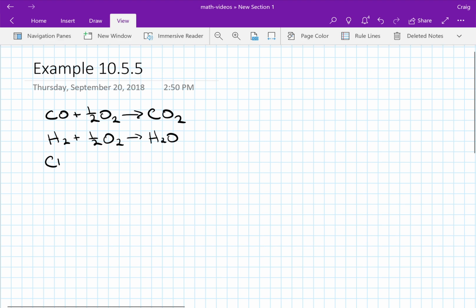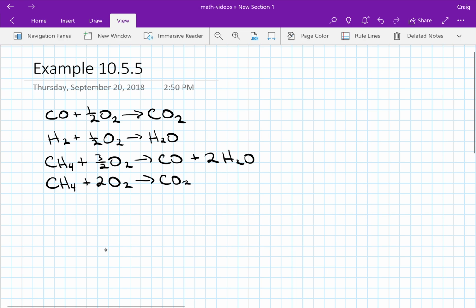Another reaction is that we have a methane plus 3/2 of an oxygen going to carbon monoxide plus 2 waters. And the last reaction is that we have a methane plus 2 oxygens goes to CO2 plus 2H2.